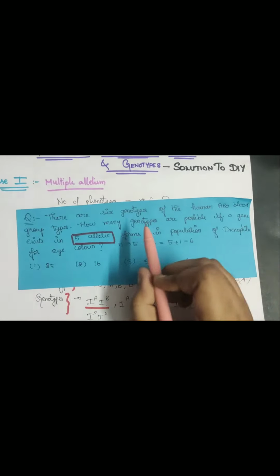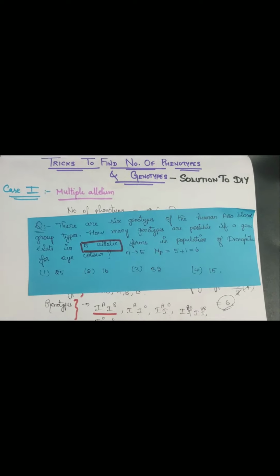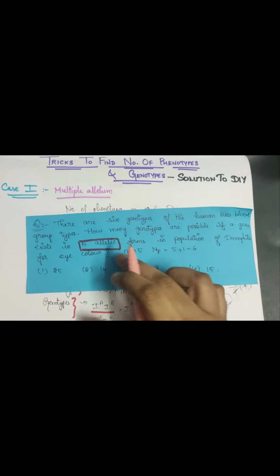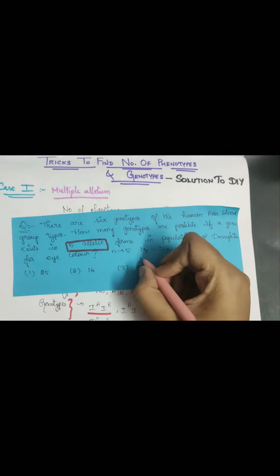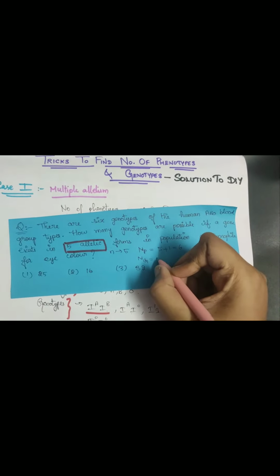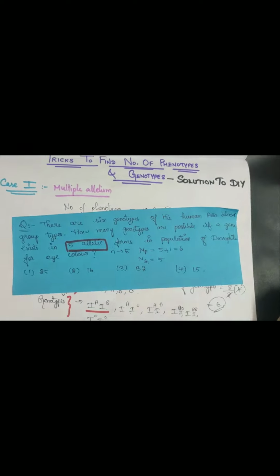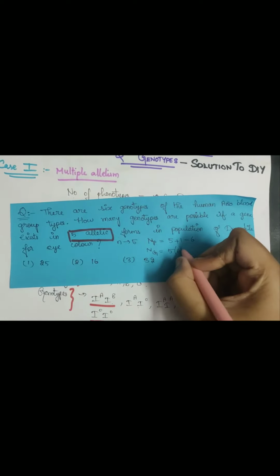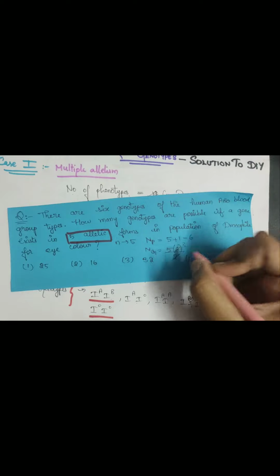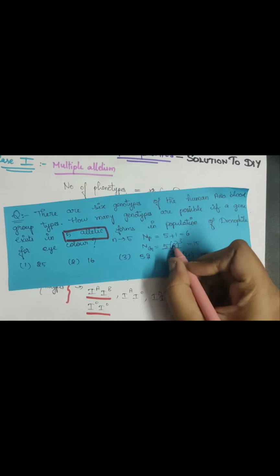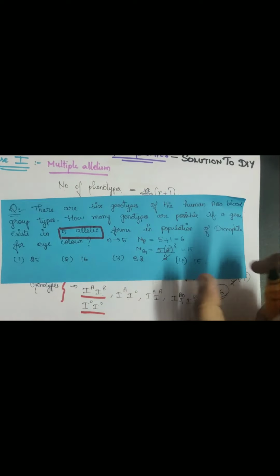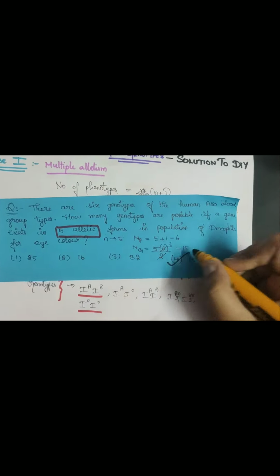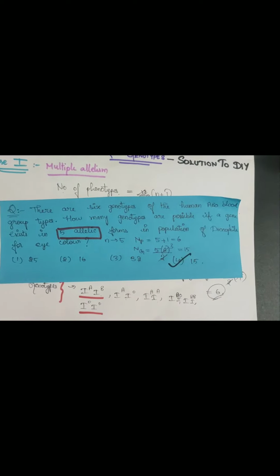Now, what is the question actually asked? The number of genotypes. So how many genotypes will be possible, students? 5 allelic forms means the formula is n into n plus 1 by 2. So the number of genotypes will be 5 into 5 plus 1, which is 6, divided by 2. So what will be your answer? 2 3s are 6, 3 into 5 is 15. So our answer will be option D. Option D is the correct answer. 15 is the correct answer. Clear? So this was the first question.